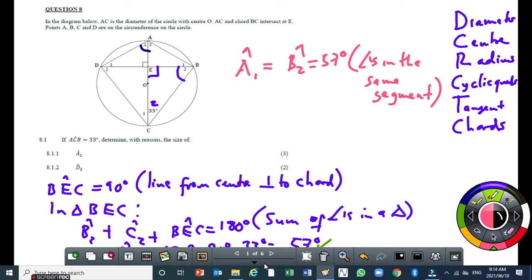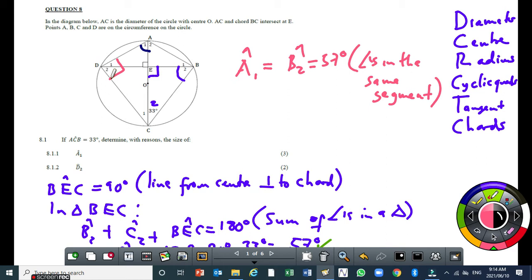D2 is this angle here. Well, I'm not sure how some of you did the question, but I'll do it this way. This angle here is 90 degrees. Okay? And I know that my C2 is equal to D1, because they are angles in the same segment. So I can subtract 33 from 90, and I'll get the size of D2. Okay? Hope you can see that.